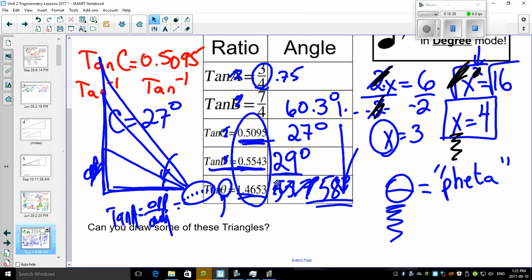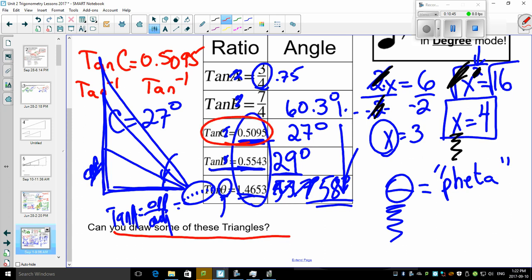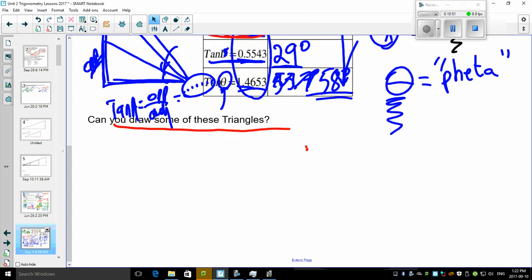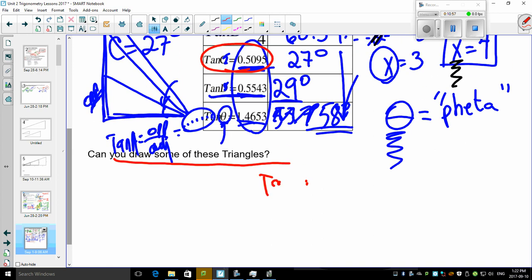But I also want you to go and see if you can draw some of these triangles. I want to specifically concentrate on this one for a second, okay? So I want to look at tan. Oh, it's not letting me extend the page here. There we go. Let's look specifically at tan of C, which is 0.5095. I want to draw this triangle. Well, this makes it really tough because if you put 0.5095 into a calculator, it's really, really difficult to make this into a ratio, into a fraction. Okay, decimals are really tough to put into fractions.